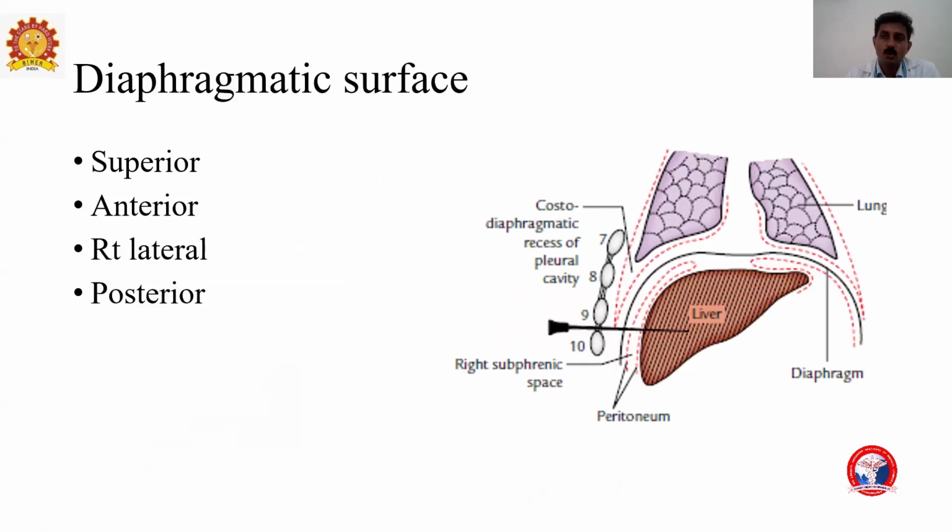Okay. Now we have seen the lobes and segments. Then we have seen the peritoneal reflection. Now we are moving on to the surface and we'll see some more points. So here we have the diaphragmatic surface which is related to the diaphragm of the liver. In the first slide itself, we have seen what are the divisions of the diaphragmatic surface. We have anterior division, posterior division, superior and right lateral.